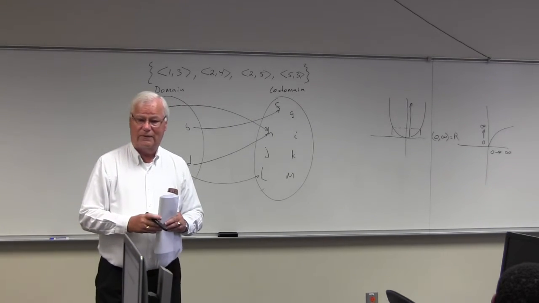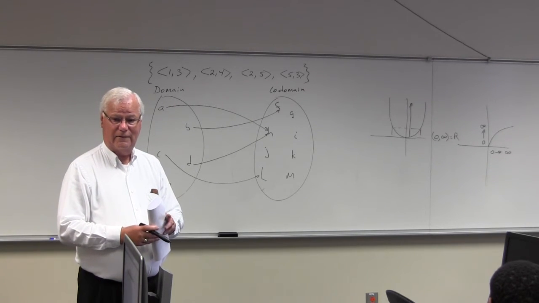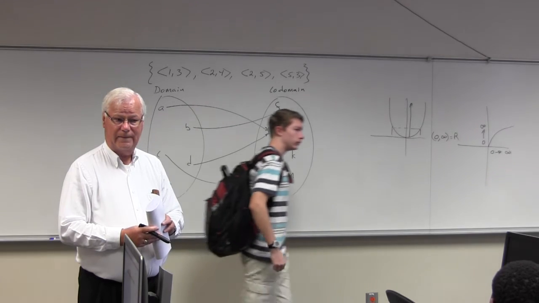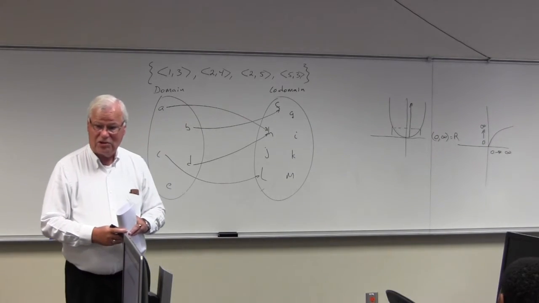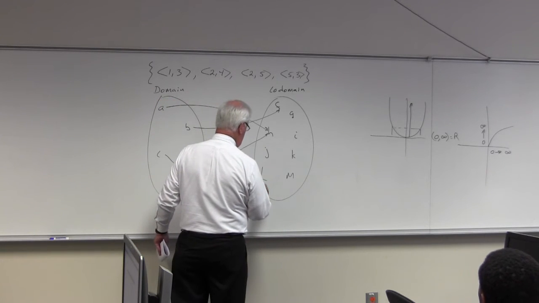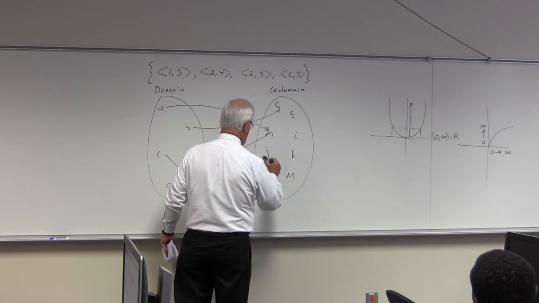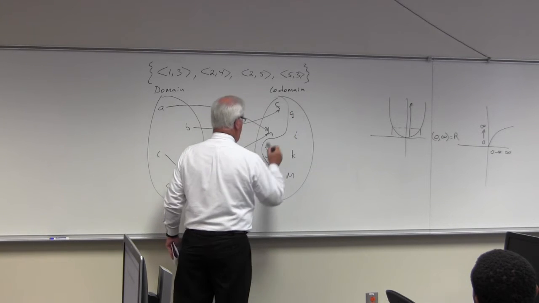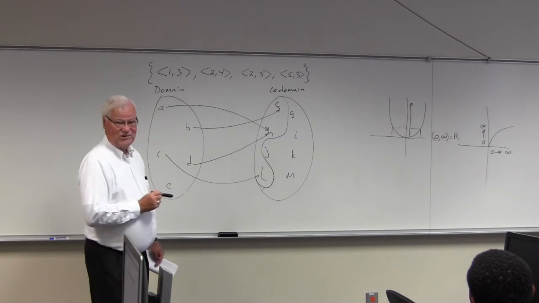Yes? So would you call it a range if they did all have pairs, or would you still just call it the codomain? If they all had pairs, yes. Or what I could do is just draw my circle so it included just those. You see what I mean?